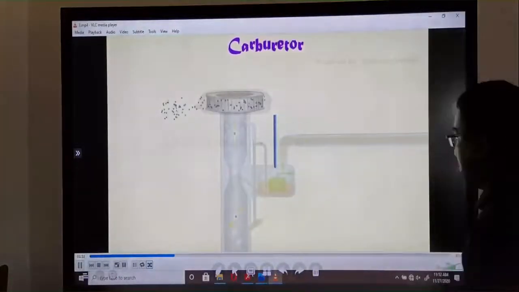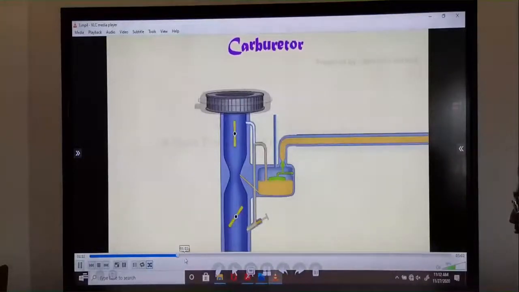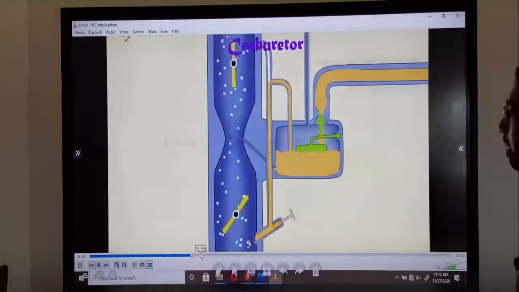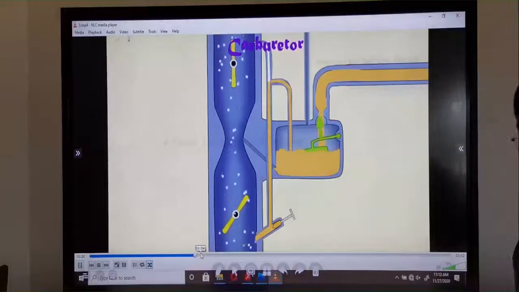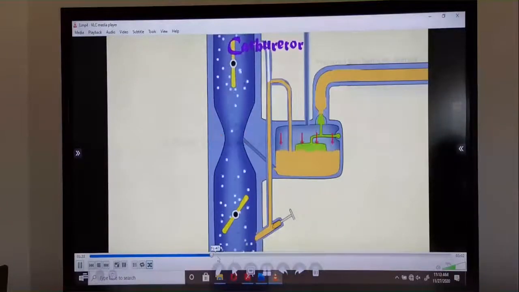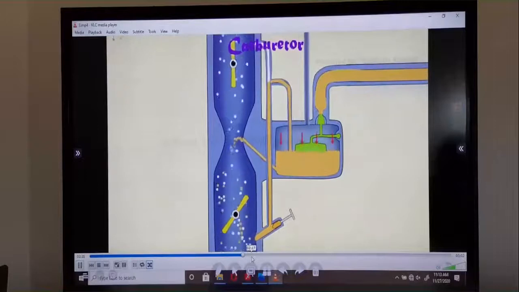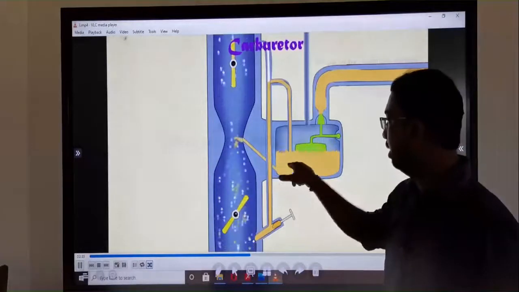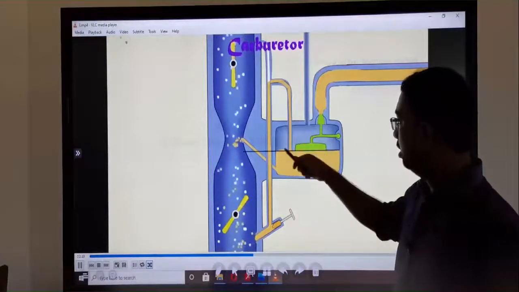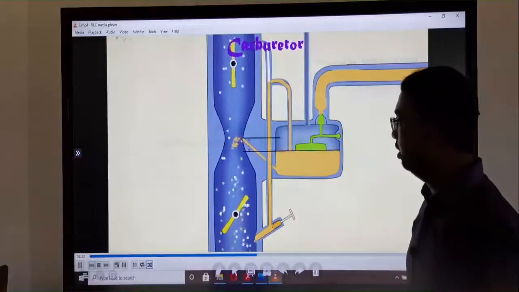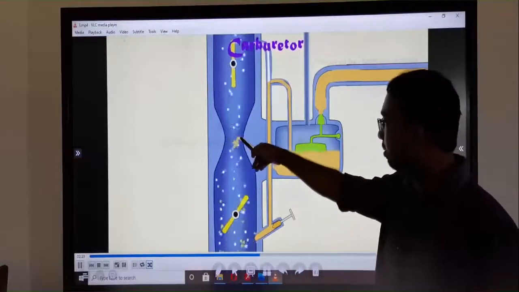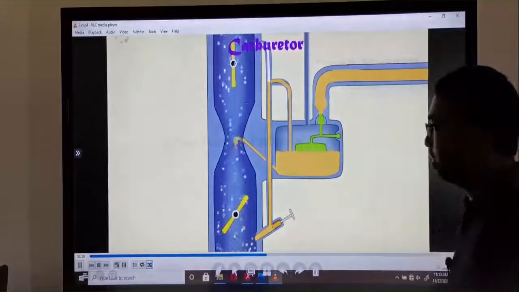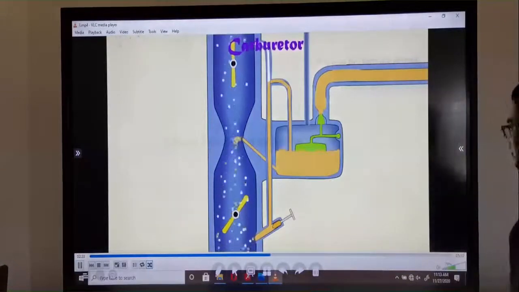First, that's a normal condition, with acceleration. The air comes like this, so there is a pressure difference. So the fuel comes from this tank to this venturi, and the air-fuel mixture is mixed. Then it goes through this throttle valve. This is a running condition.